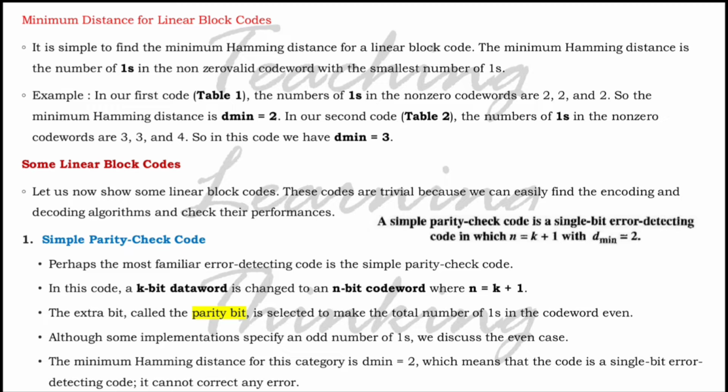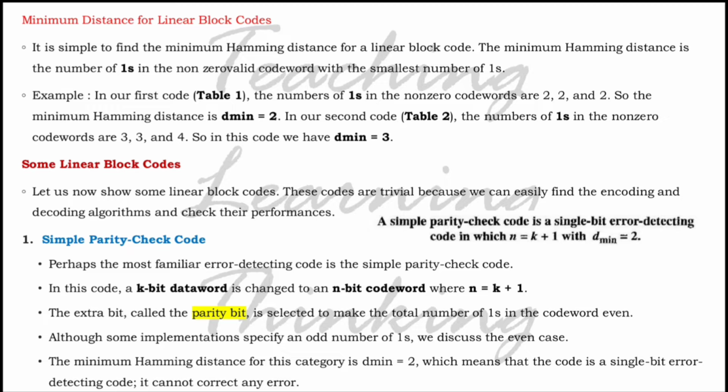So when we get a data word, we make it an n-bit code word by adding one extra bit, making it k plus 1, to make the number of ones even. That bit is called the parity bit. It will make the entire code word even. Although some implementations specify an odd number of ones, we discuss the even case. The minimum Hamming distance for this category is dmin equal to 2, which means the code is a single bit error detecting code.